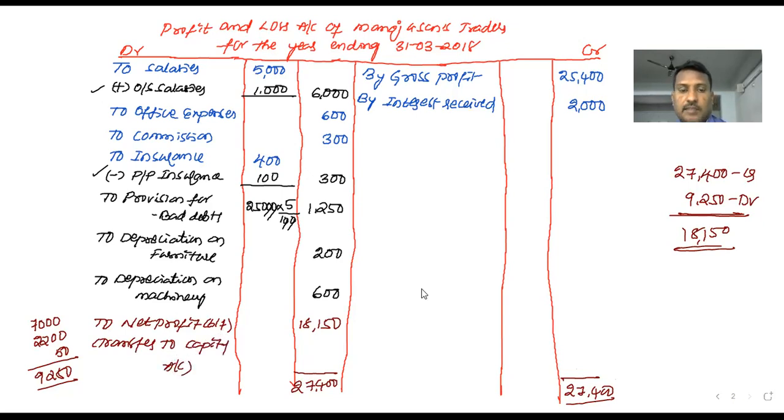Right, my dear students, the profit and loss account is also over. We got the net profit 18,150 that has been transferred to the capital account. Okay, right. Let's move to the last statement. Okay, let's see. That is the balance sheet.